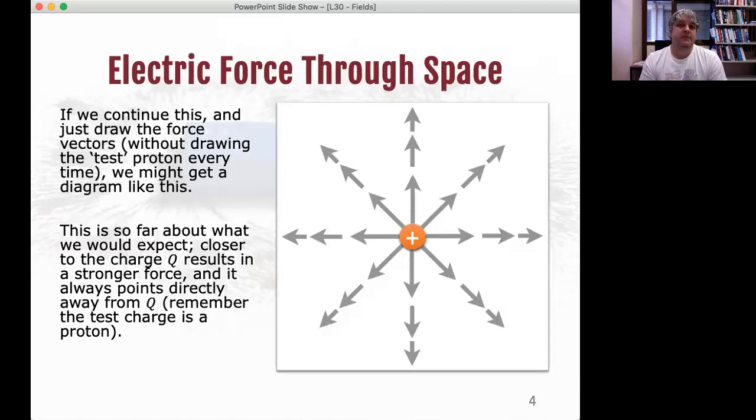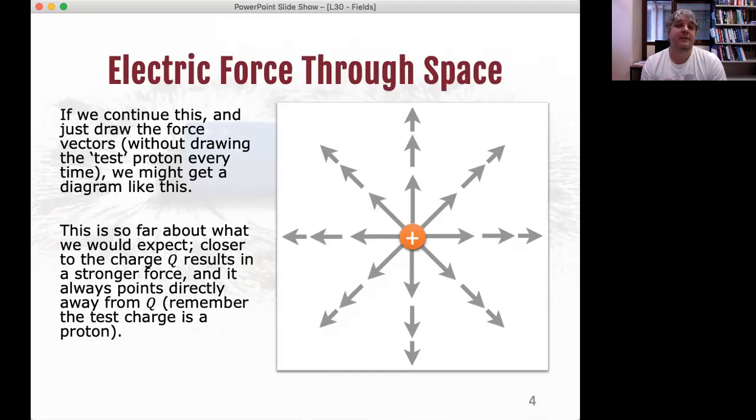But of course, it's not just a straight line. We could choose anywhere in the universe really, but anywhere in the location of this charged particle. And we might not bother drawing our little test proton every time. That's going to get pretty tiresome if we had to draw a little circle with a plus in it every time we wanted to draw one of these vectors. So what we do is we just draw the vector. We don't worry about drawing the little proton every time we calculate the force at a specific location. And so our diagram might look something like this.